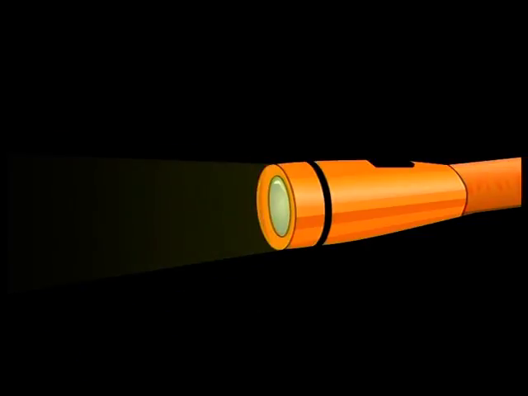Why isn't the torchlight bright? Maybe the electric current in the batteries is losing its strength. The batteries are going flat.